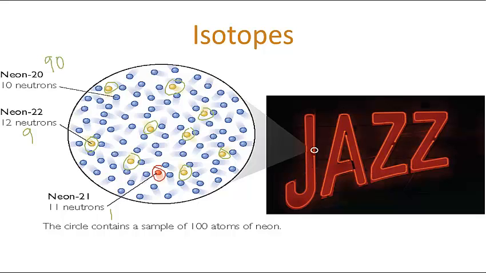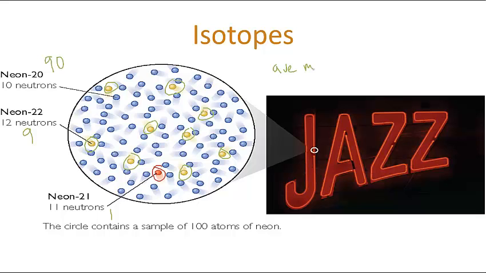So what this picture shows us is 90% of neon atoms have 10 protons and 10 neutrons. About 9% have the 10 protons and 12 neutrons. If we look at the periodic table, we would assume that the average atomic weight of neon should be close to 20. And I'm looking right here, and I see that it's 20.18. Average mass for neon.